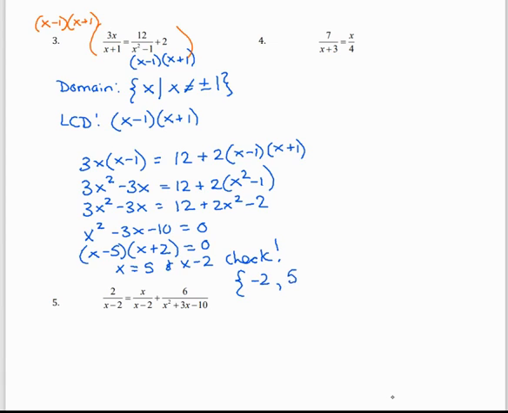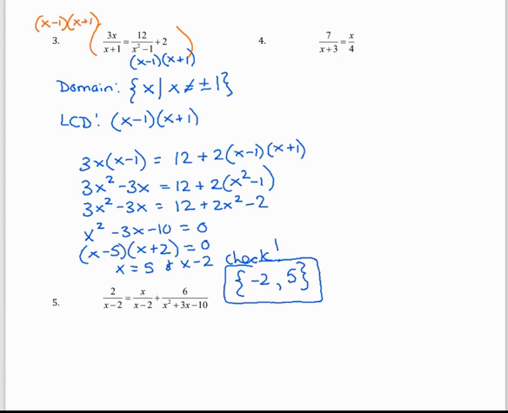Remember, this is not an ordered pair. This is a solution set. If one of those does not work, then we would cancel one of them out and just circle one answer. And maybe both of them don't work, and in that case, it would be no solution. I'm going to have you try number 2, 4, and 5.